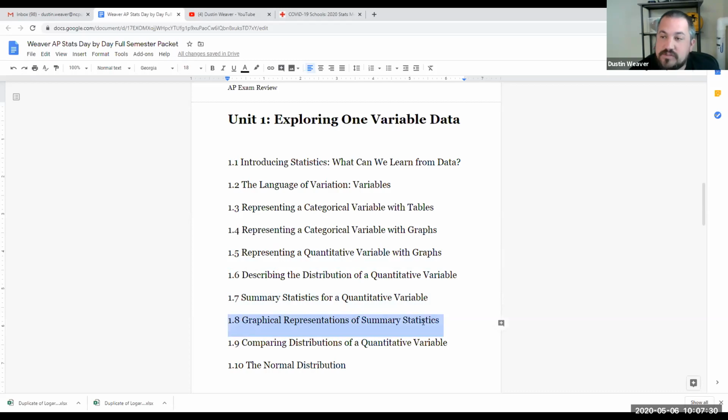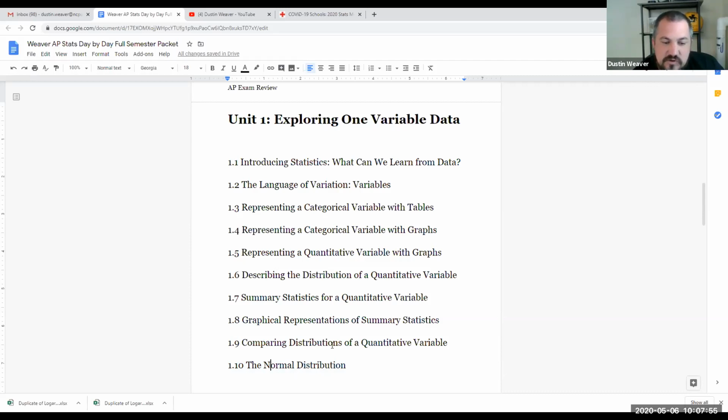And then we want to talk about some graphical representations. How would we make a box plot based on that, how would we make the normal curve, which is section 10, and some different things. And then 1.9 is comparing distributions. If we have more than one, maybe we have 2 box plots and we have to compare one to the other, or we have 2 bar graphs, or anything where we have to compare multiple distributions to each other.